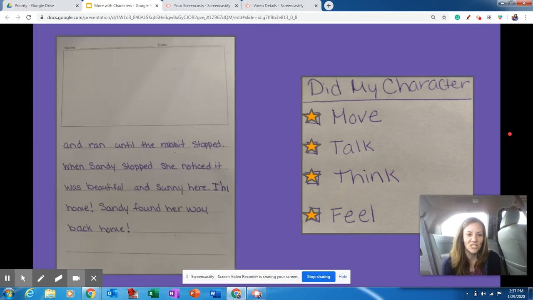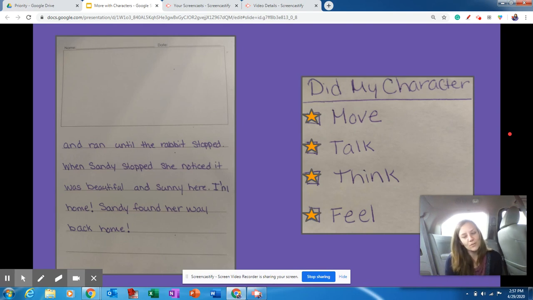Let's read the last page together. Sandy ran and ran until the rabbit stopped. When Sandy stopped, she noticed it was beautiful and sunny here. "I'm home." Sandy found her way back home.